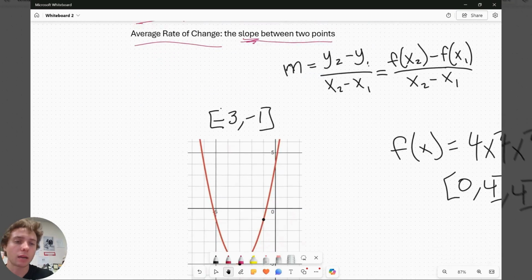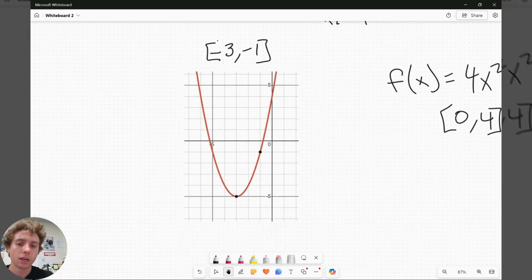Let's look at some examples of how to utilize this. First thing, I want to find the slope. I want to find the average rate of change between [-3, -1]. A lot of people want to assume -3, -1 is a coordinate, but notice it's in these brackets. That's what's called interval notation. These two values are actually your two x values. Again, we tell that by the brackets.